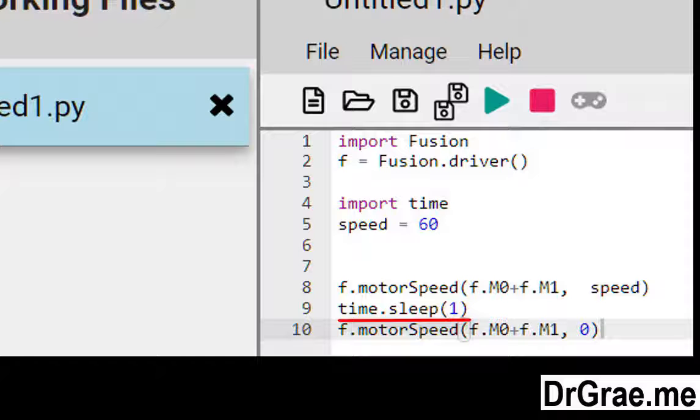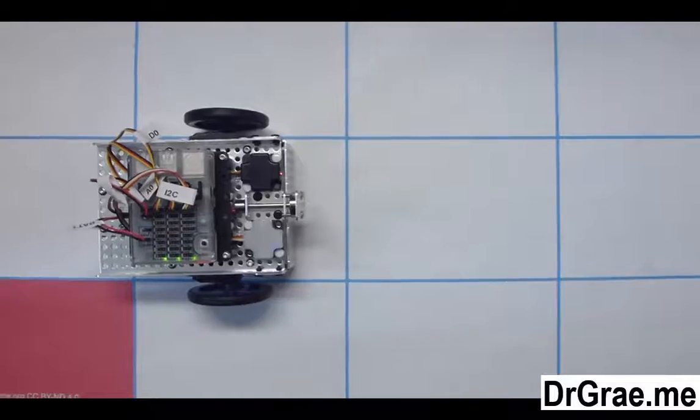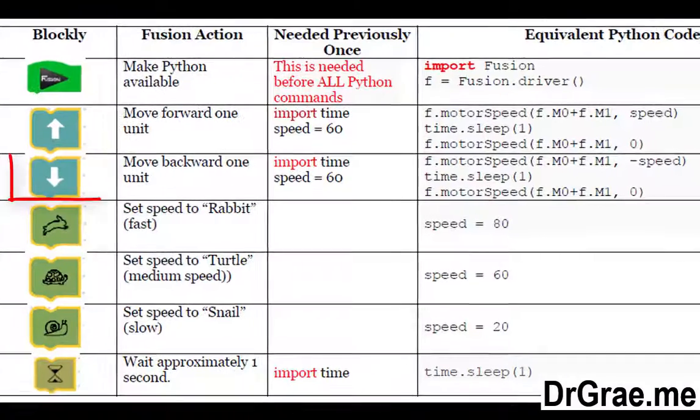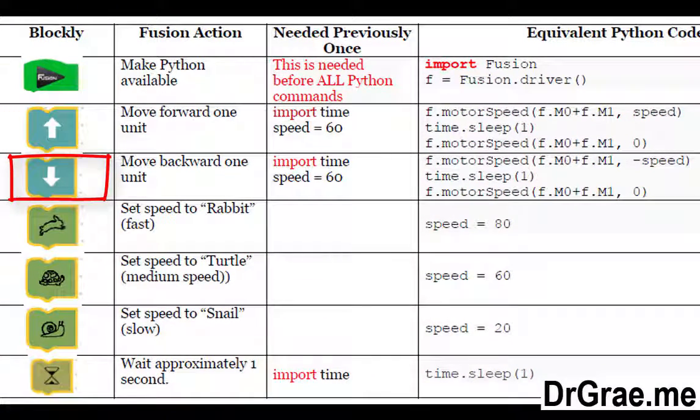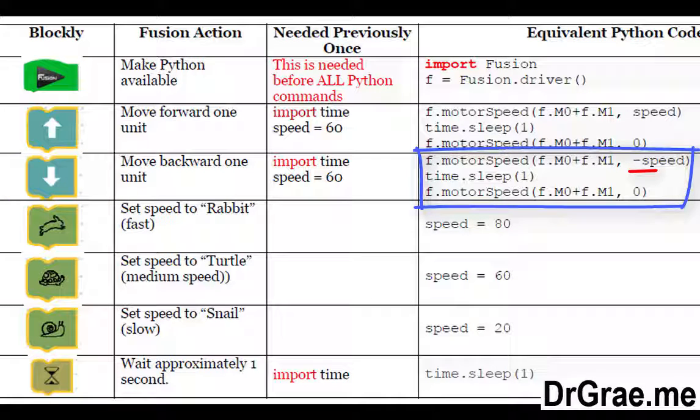Next, the command f.motor_speed(m0 plus m1, 0) then sets the speed of Fusion's motors m0 and m1 to 0 speed, and our Fusion robot stops. It runs like this. The third Blockly command is very similar to the second, with the exception that the Python speed command here has a minus sign in front of it. This means that Fusion will go backwards at a speed of 60.